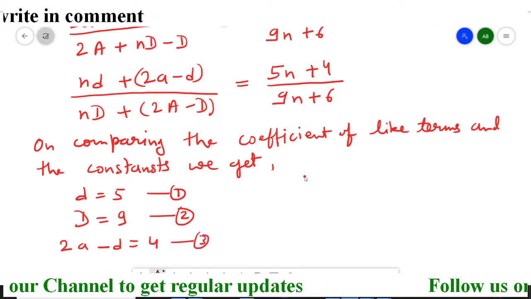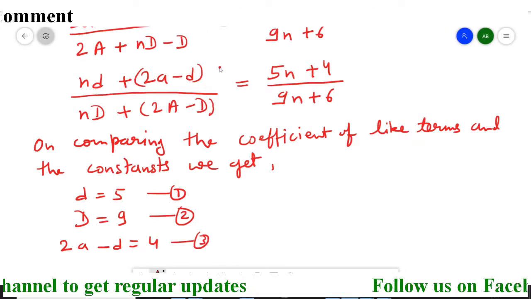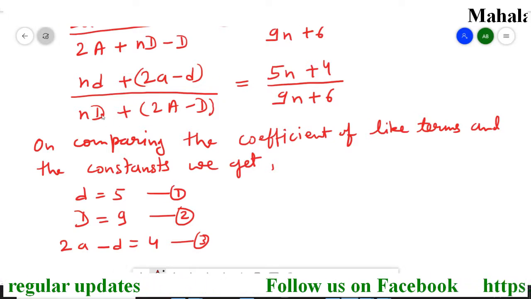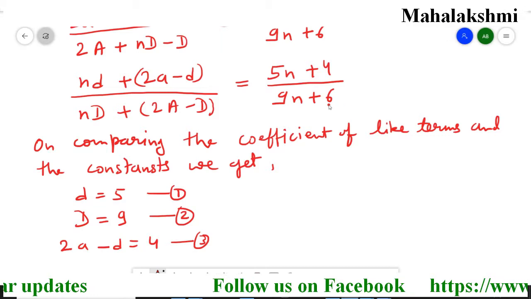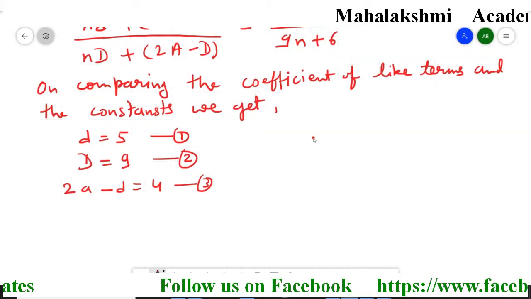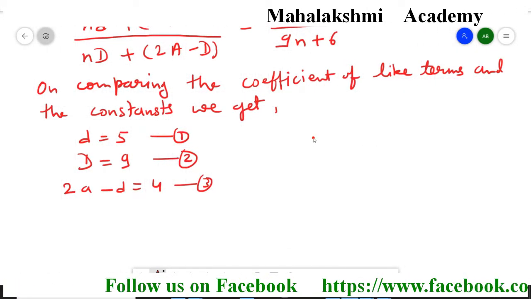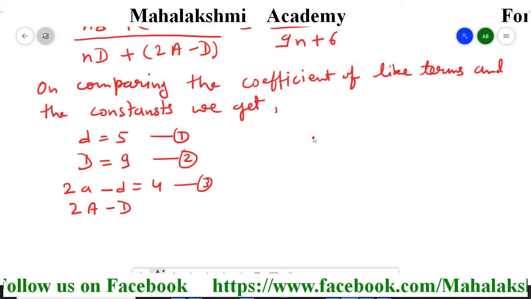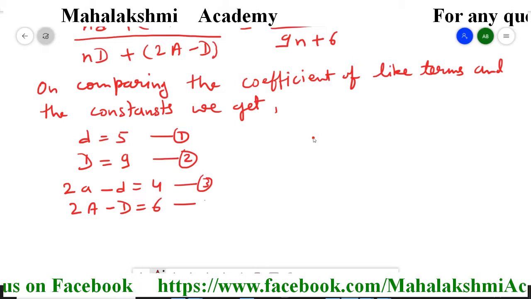So from where am I writing? From this line. Small d is equal to 5 and this bracket is equal to 4, capital D is equal to 9 and this bracket is equal to 6. So like this we can compare, after simplifying and reducing to the simplest form. Then 2a minus d is equal to 6, equation 4.